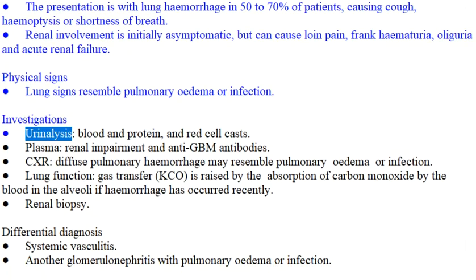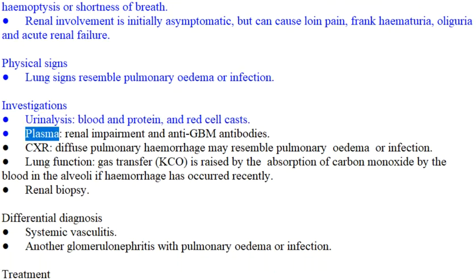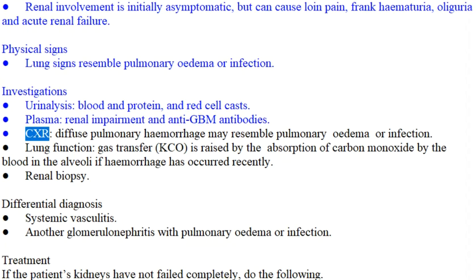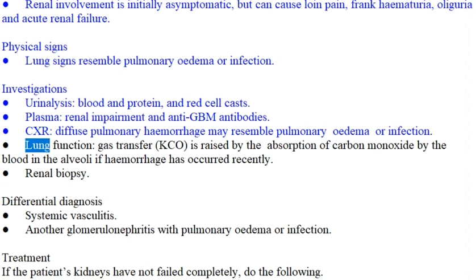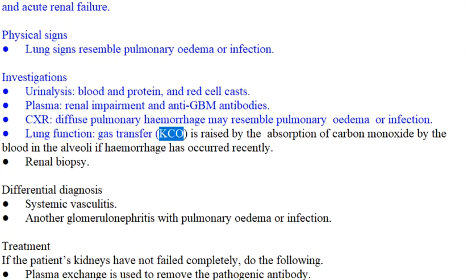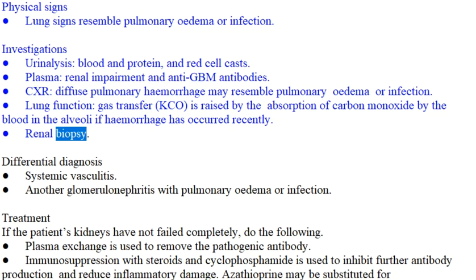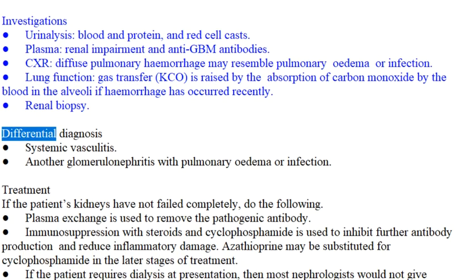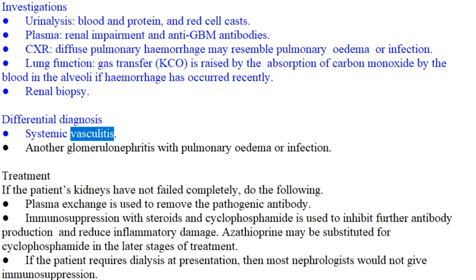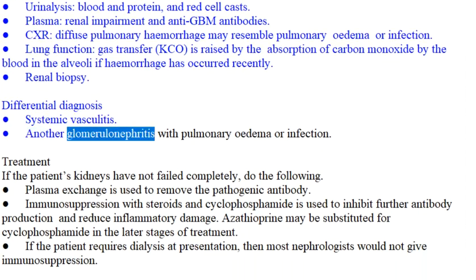Investigations. Urinalysis: blood and protein, and red cell casts. Plasma: renal impairment and anti-GBM antibodies. CXR: diffuse pulmonary hemorrhage may resemble pulmonary edema or infection. Lung function: gas transfer, KCO, is raised by the absorption of carbon monoxide by the blood in the alveoli if hemorrhage has occurred recently. Renal biopsy. Differential diagnosis: systemic vasculitis, another glomerulonephritis with pulmonary edema or infection.